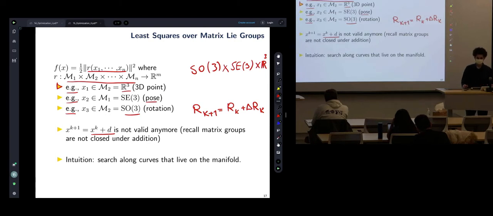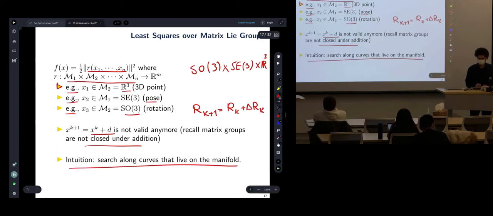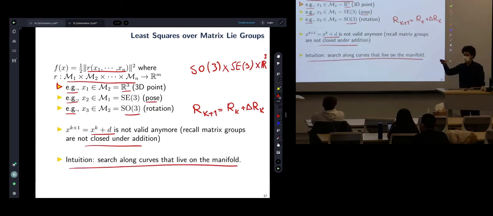These matrices are operating based on matrix multiplication, so we have to respect that. In other words, matrix Lie groups are not closed under addition. We have to multiply. Okay, so that's not a very difficult problem to resolve, but given our knowledge, we are aware of this modification that we have to make. An intuitive idea is that we move along the curve on the manifold.